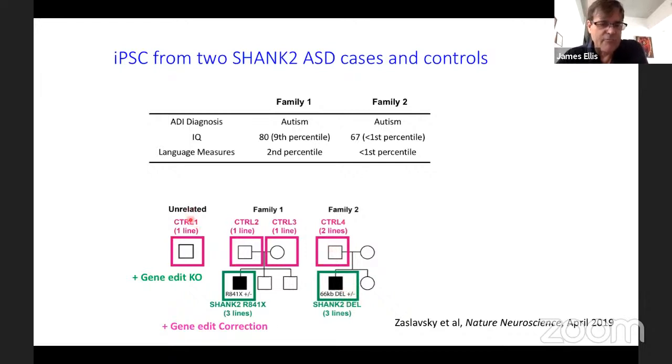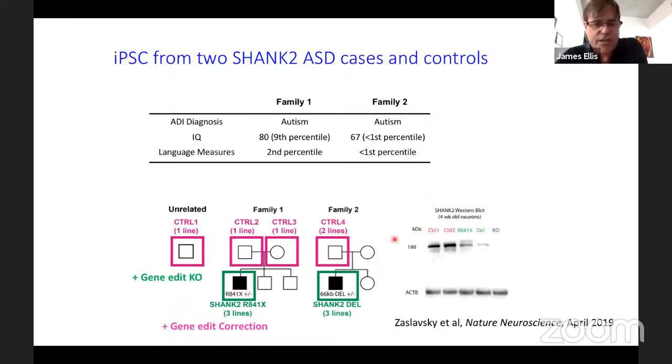We also have an unrelated healthy control where we did a gene edit and did a homozygous knockout. So in this case, there'd be no SHANK2. And we took this point mutation here and gene corrected it as well. So we have another isogenic comparison. So we've got 2 isogenic pairs and 2 family combinations.